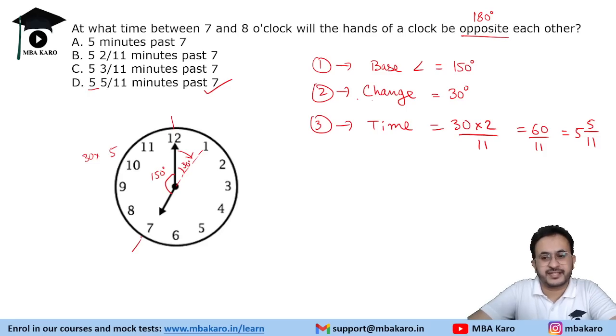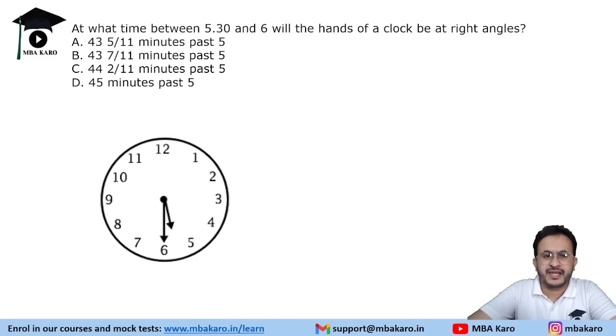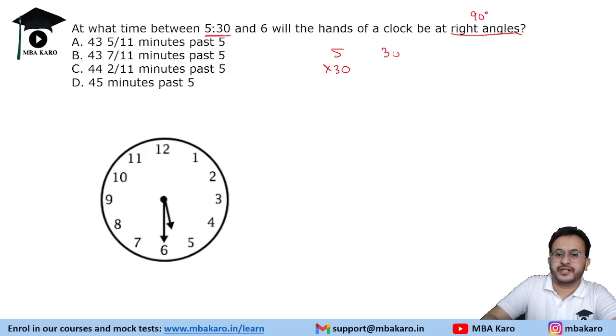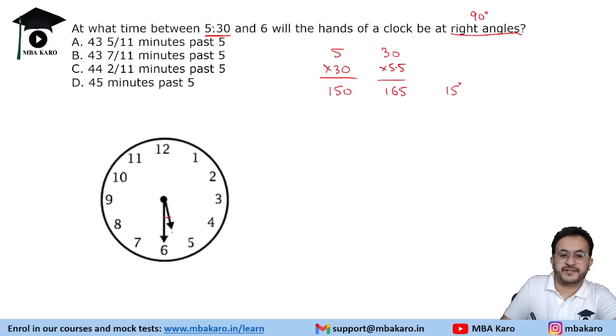Okay, let's take another example. At what time between 5:30 and 6 will the hands of a clock be at right angles? Right angles means the angle should be 90 degrees. Now we can find the base angle between the hands using the formula. What will be the angle at 5:30? 30 into 5 minus 5.5 into 30, that is 150 minus 165, which is 15 degrees. So this is 15 degrees.